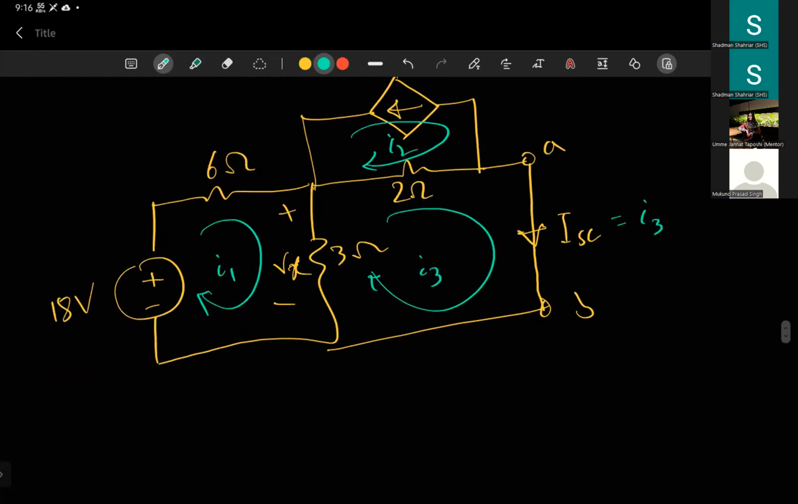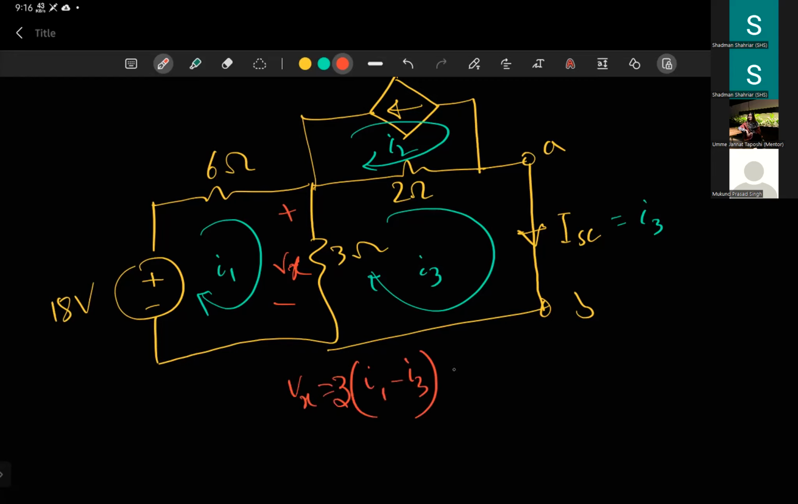Right, I1 minus I3. Yes. Not just I1 minus I3. You also have to multiply that by 3. Remember that voltage equals current times the resistance. Okay, so this is your equation.